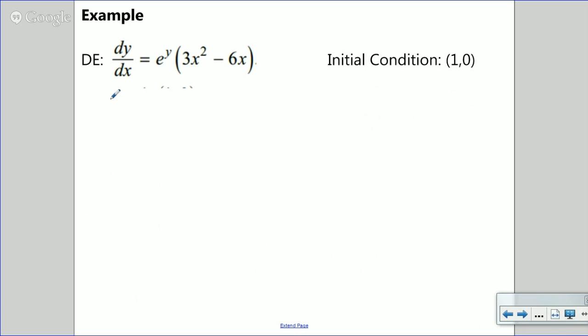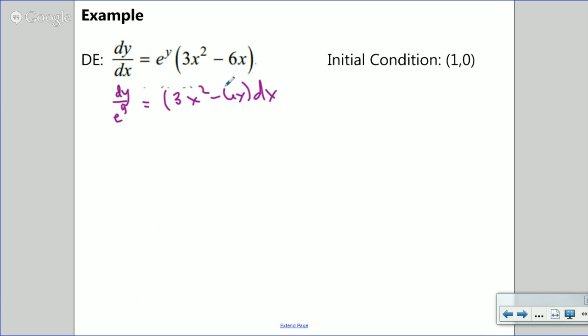So what do we want to do first? We'll separate, then integrate, right? So first we're going to separate. So what do you think about dividing both sides by e to the y and multiplying both sides by dx? So we'd have dy over e to the y equals 3x squared minus 6x dx, right?